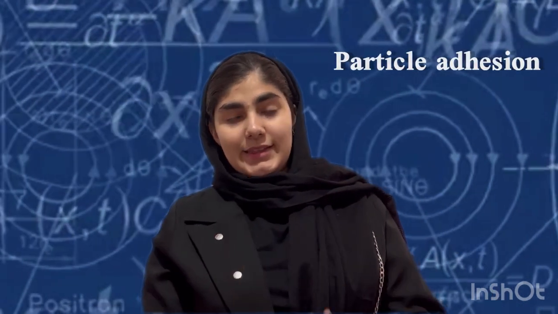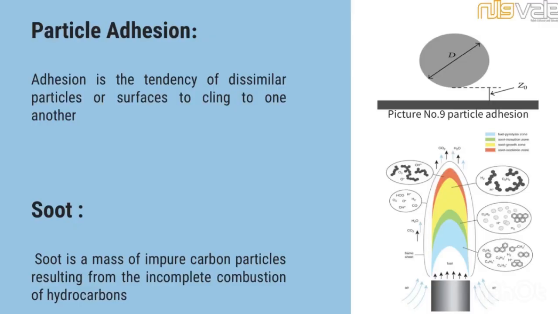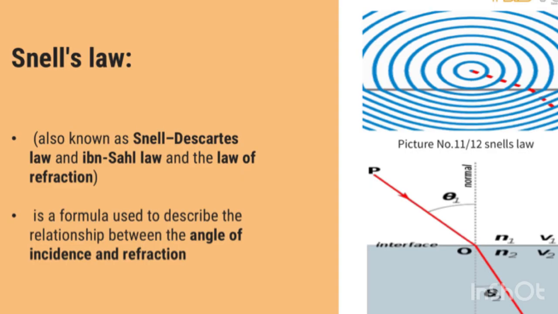Let's talk about particle adhesion. Adhesion is the tendency of dissimilar particles or surfaces to cling to one another. And cohesion is the tendency of similar particles or surfaces to cling to one another. About soot. Soot is a mass of impure carbon resulting from incomplete combustion of hydrocarbons. And the scientific name of soot is polycyclic aromatic hydrocarbons, or PAH. And about Snell's law. Snell's law is about the relationship between the angle of incidence and the angle of refraction, which is very important in our problem.